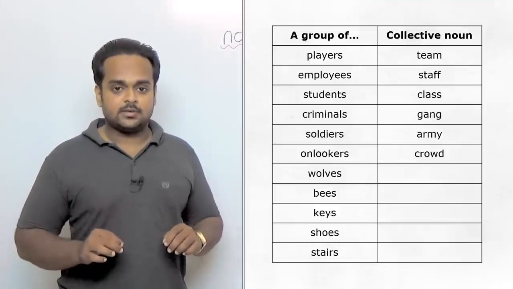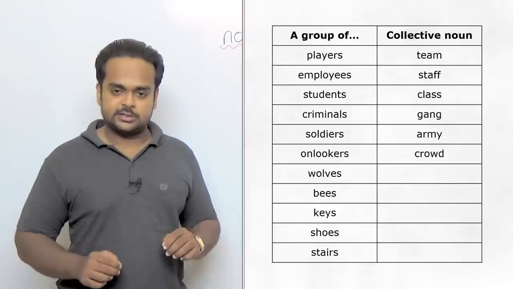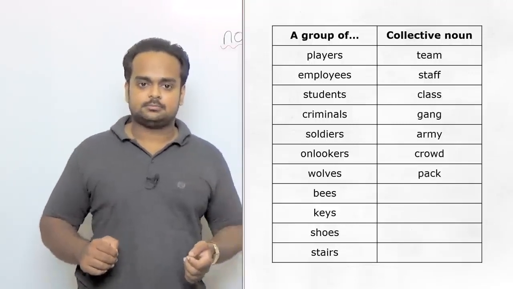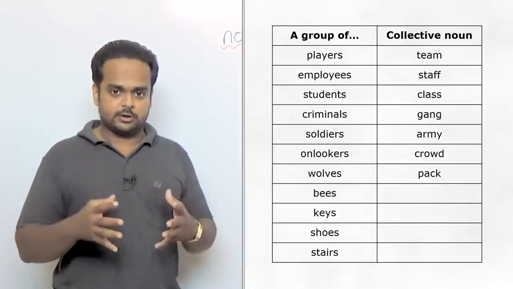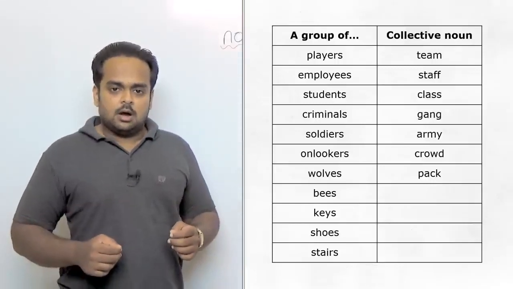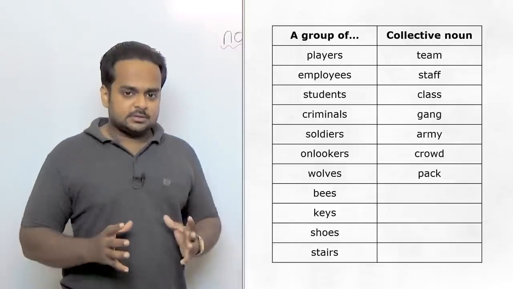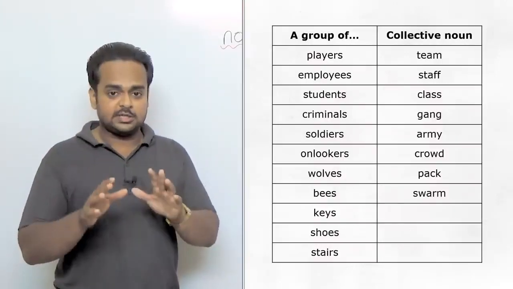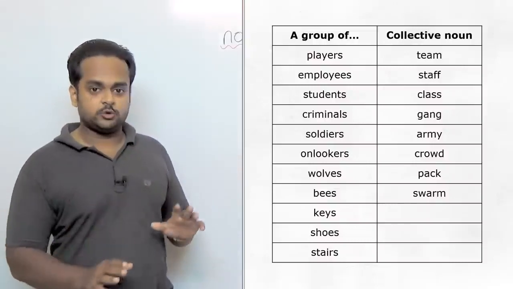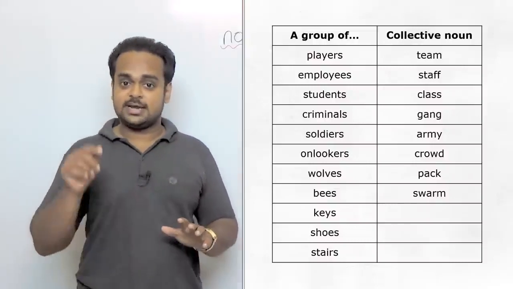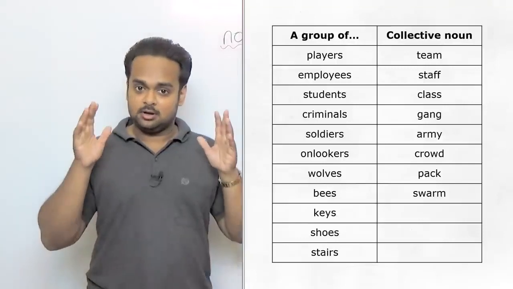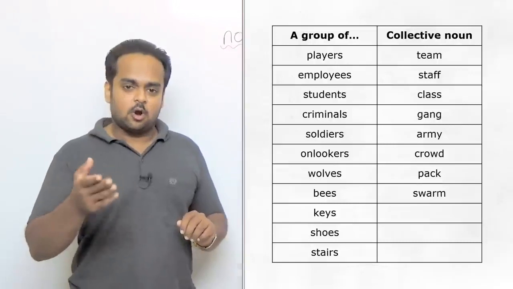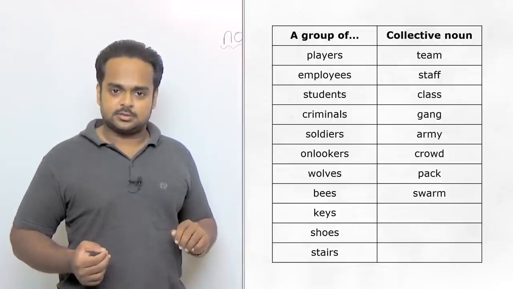There are also collective nouns for animals. For example, a group of wolves is called a pack. And wolves are very dangerous when they're in a pack. A group of bees is called a swarm. If you ever see a swarm of bees coming towards you, please run because they can sting really hard and it hurts very, very bad. Okay? All right. There are also collective nouns for things.